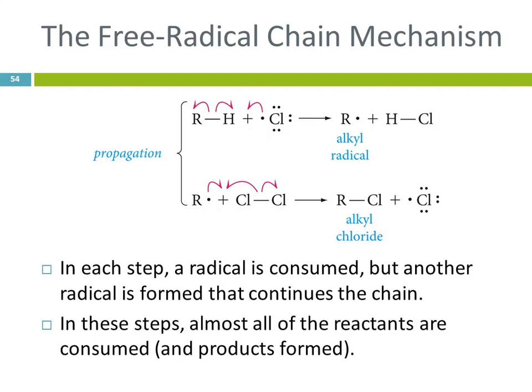Eventually this has to come to an end. But in this propagation, in each of these steps, a radical is consumed. Here it's the chlorine, and here it's the alkyl radical. A chlorine is consumed, but another is made. And that is the one that gets consumed in another step and continues the chain. So almost all of the reactants are going to be consumed, and almost all of the products are going to be formed in these middle steps.